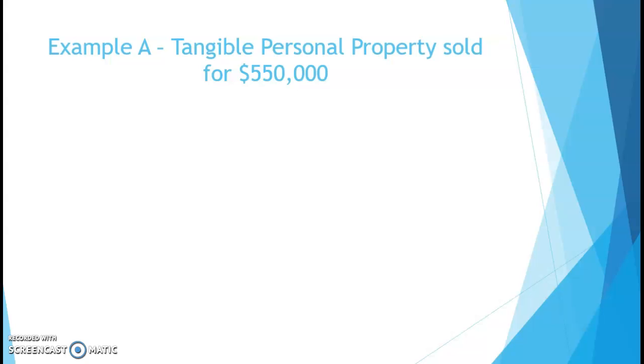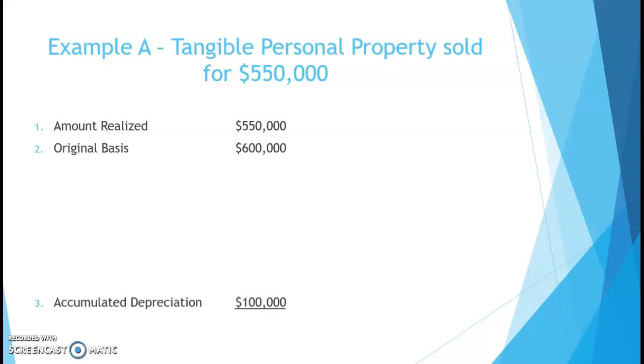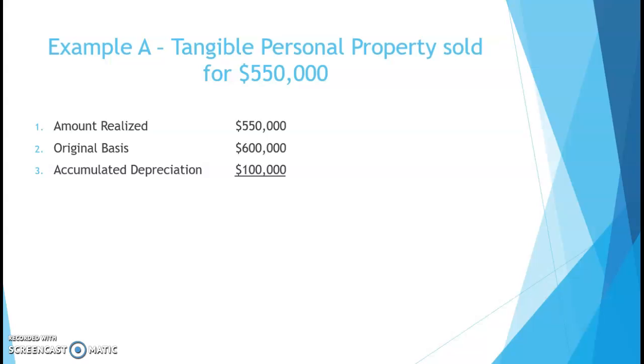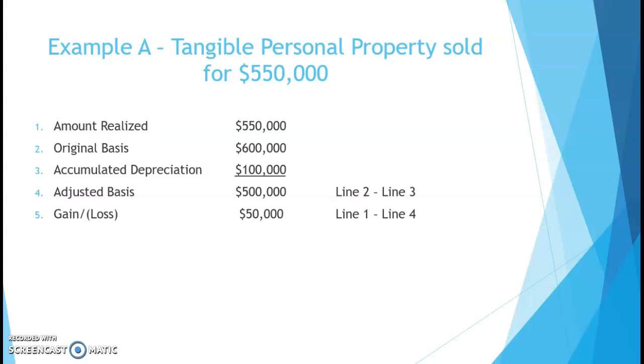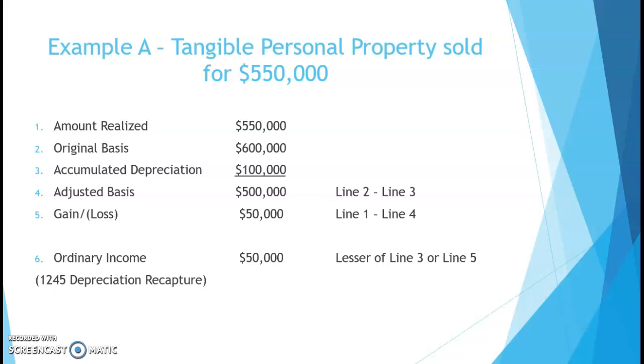So if the tangible personal property sold for $550,000, as a reminder, we have our amount realized of $550,000. We have our original basis of $600,000 when we first purchased the item, and we also have $100,000 of accumulated depreciation. We subtract line 2 from line 3 to get our adjusted basis of $500,000. From there, we calculate our gain or loss by subtracting line 4 from line 1, which gives us $50,000. To get our ordinary income, we take the lesser of our accumulated depreciation or our total gain, which is $50,000 in this case. And because line 5 minus line 6 is 0, we have no 1231 gain.